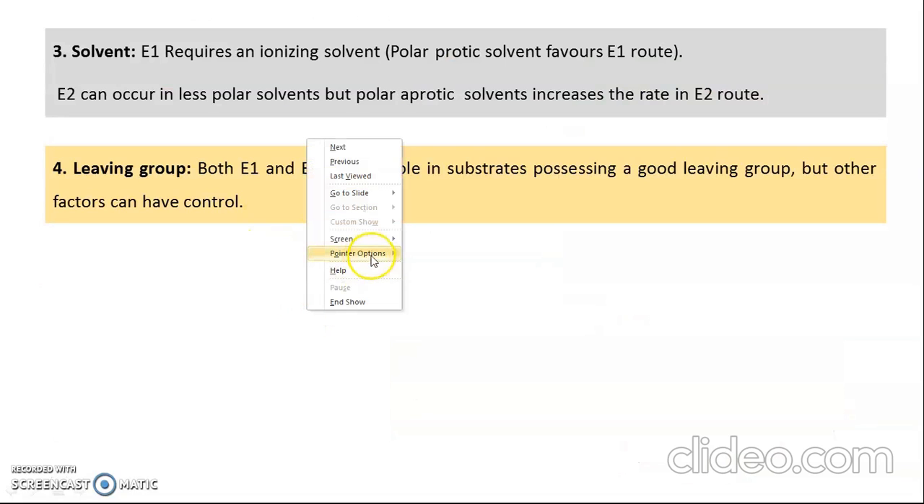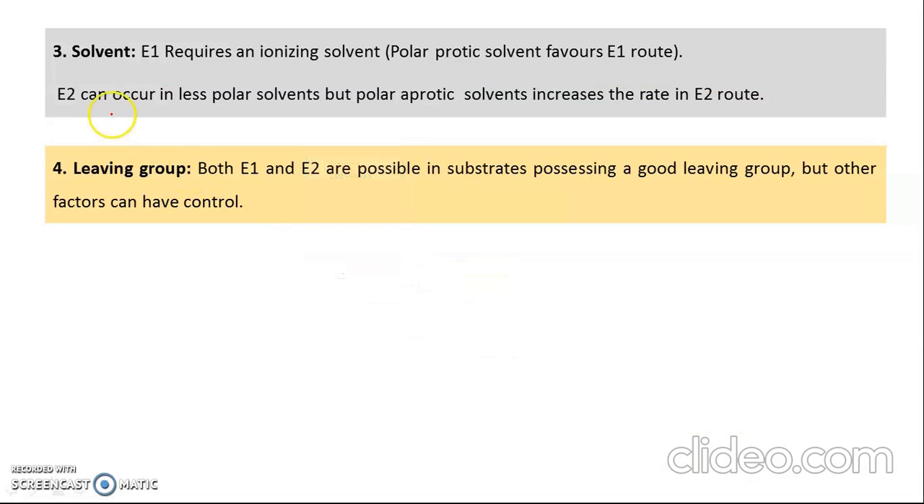Now the third point is the solvent that we are using. E1 requires an ionizing solvent. We know in E1 there is carbocation intermediate formation. Ionizing solvent means one that can promote ionization of the substrate. Suppose our substrate is RX, and if the R-X bond is broken, we get the carbocation R plus.